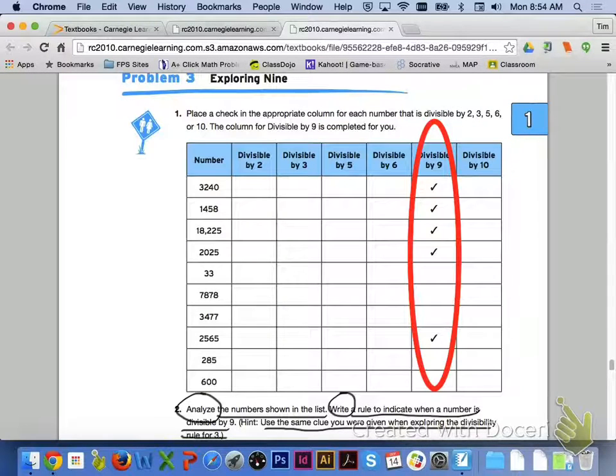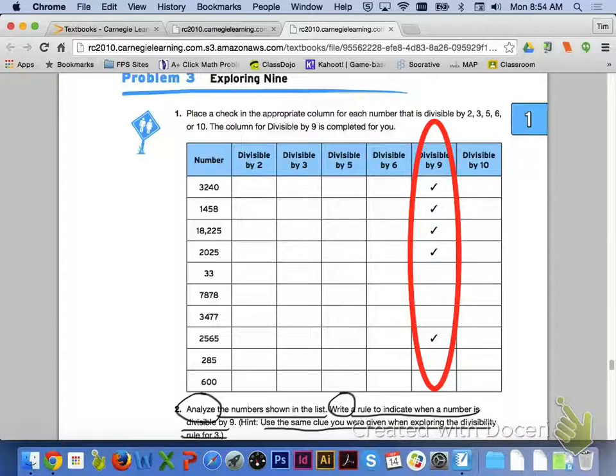Let's turn to page 39 and take a look at problem 3, where we will be exploring the number 9. We are going to do this one the same exact way that we worked with exploring the rule for 3. We're going to just focus on the 9 column now.